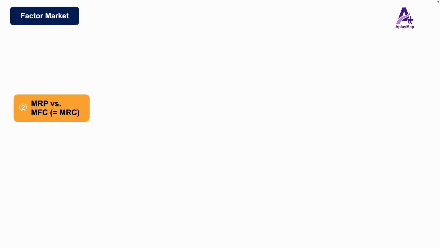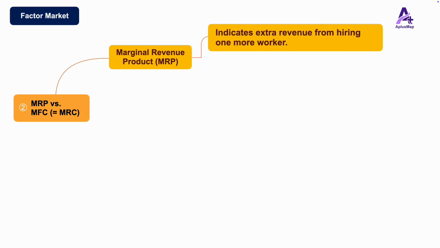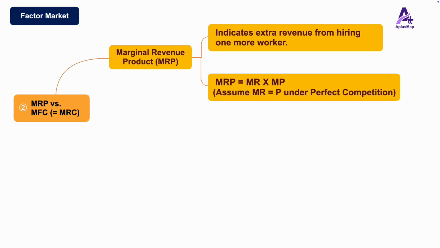Let's break these down. First, marginal revenue product, or MRP. This is the extra revenue a firm gets from hiring one more worker, just one additional worker. The formula is MRP equals marginal revenue, MR, times the marginal product, MP, of that worker. So how much extra stuff does the worker make and how much revenue does that extra stuff bring in? And here's a tip for the exam. Under perfect competition, which is a common assumption, marginal revenue equals the price, P.